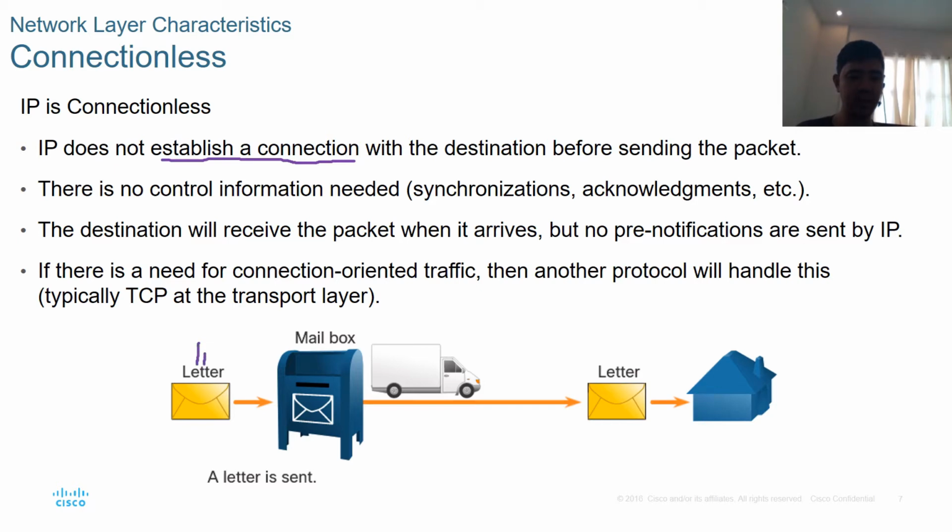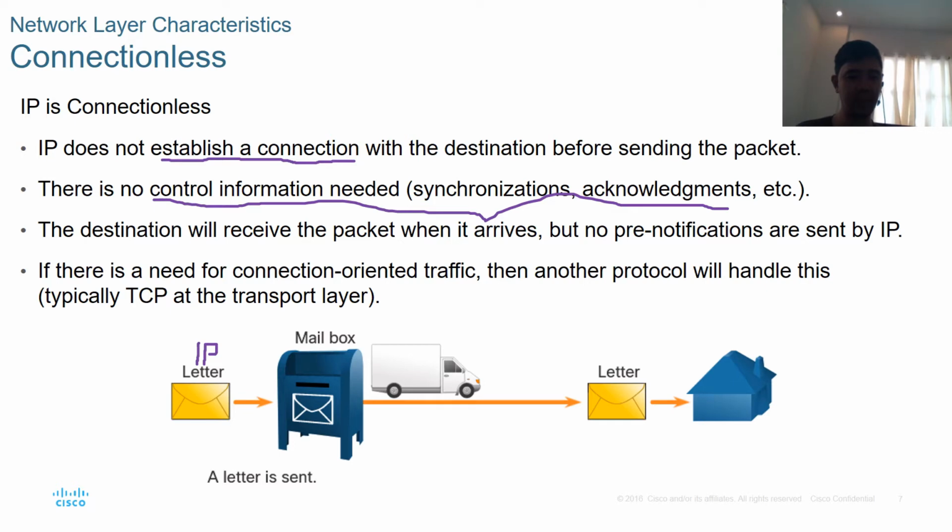does not care if this mail is being received by the destination. It only cares about having an identifier. So IP's role is just to place an identifier, and that's the IP address here in the data. So there's no control information, synchronization, acknowledgement. These terms are seen in TCP.